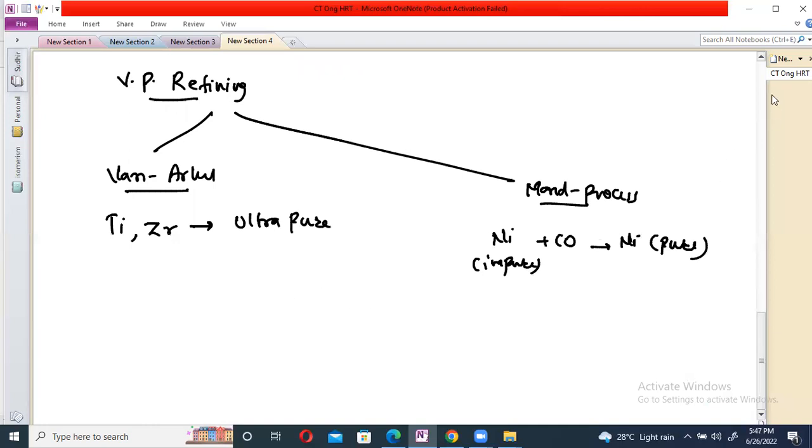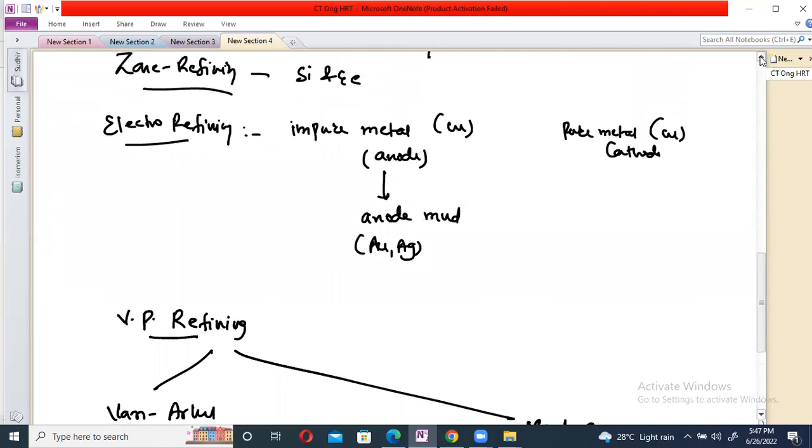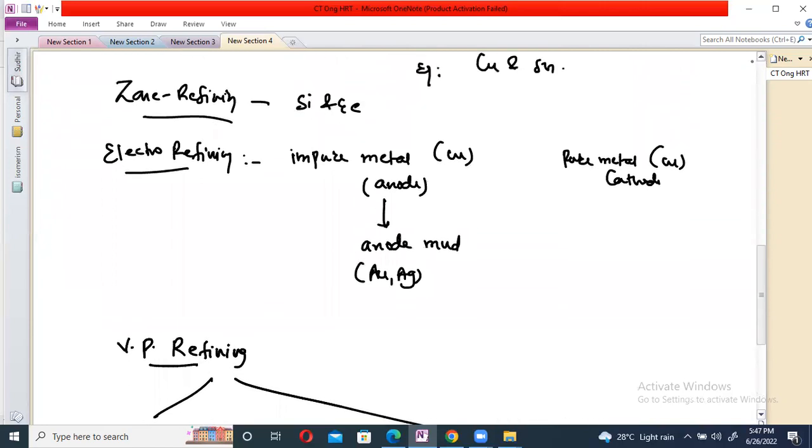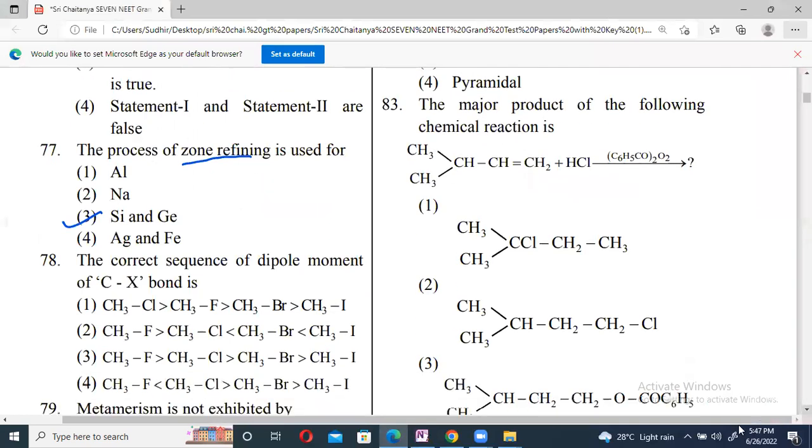So zone refining, which one we did here, is used to purify metals like silicon, germanium, right? Even boron, gallium, indium can be refined by this method. So the answer is silicon and germanium.